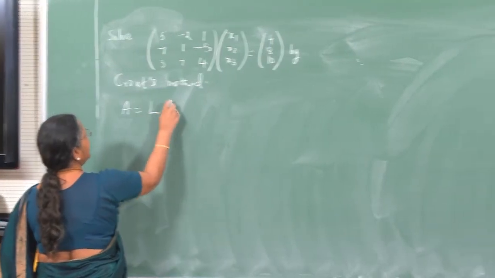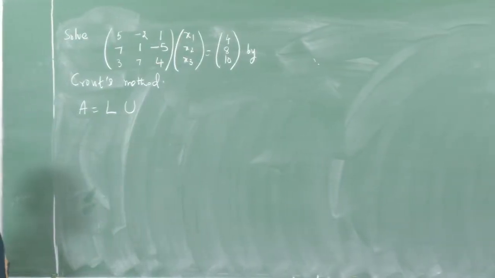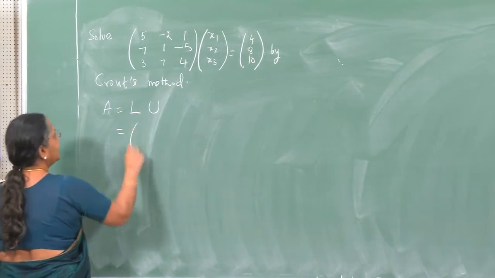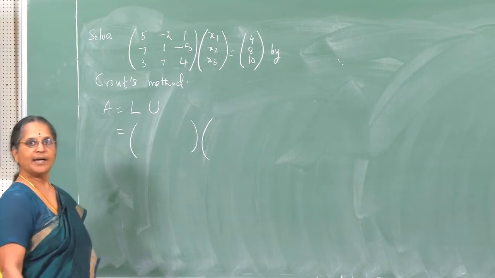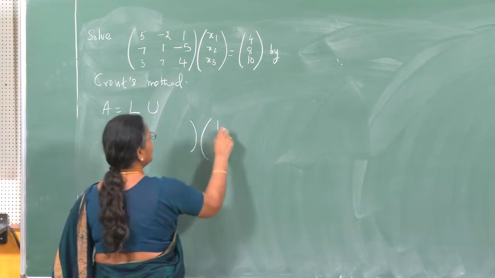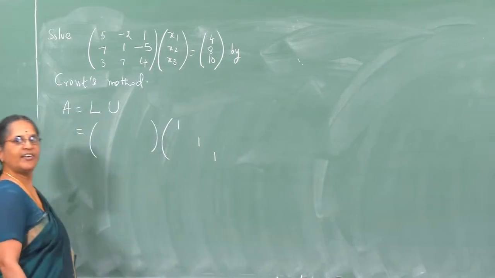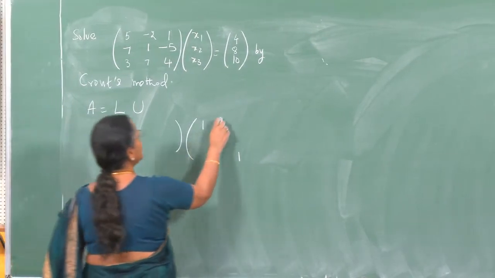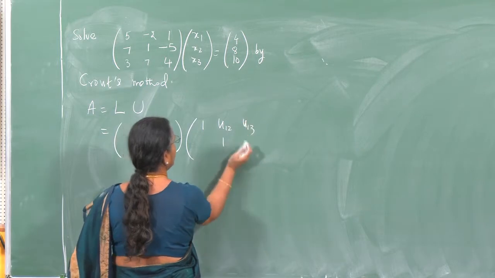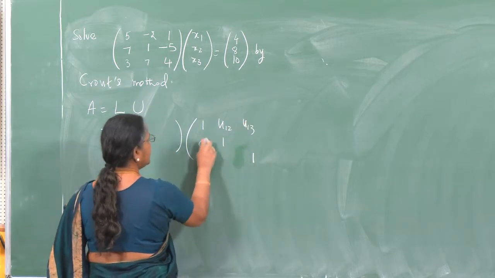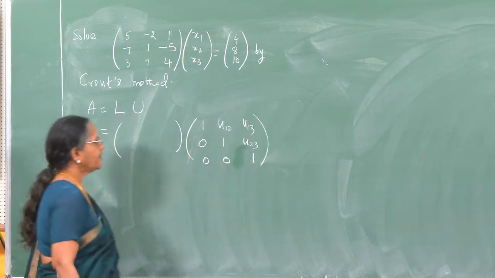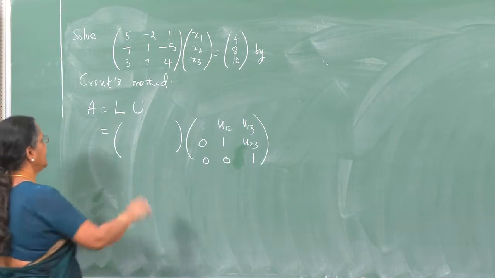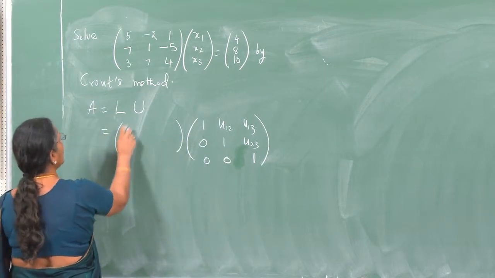So, in this we have to decompose A in the form LU. L is a lower triangular matrix and U is a unit upper triangular matrix. So, on the diagonal we have entries as 1. So, this will be U12, U13 and this is 0, U23, 0, 0, 1. That is the upper triangular matrix.